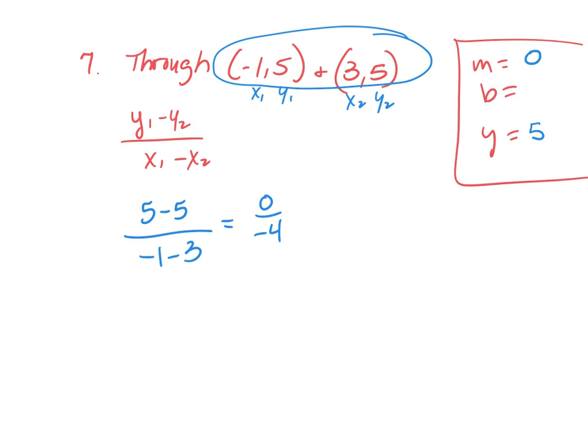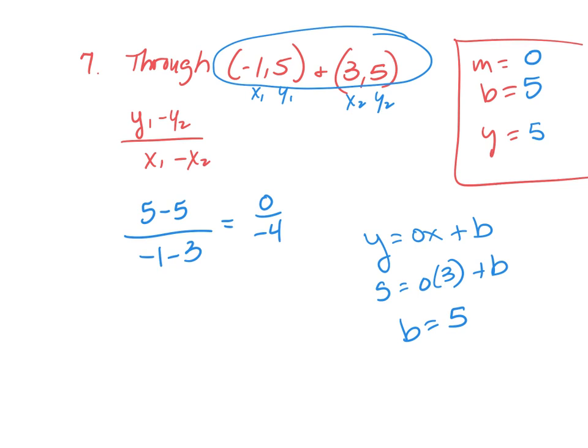But let's find the y-intercept, okay? This one is so easy it's hard. We have y equals 0x plus b. Which point do you want to pick, the first or the second? If we pick the second one, we get 5 equals 0 times 3 plus b. So b equals 5. You see it? Where'd you get the 3 from?